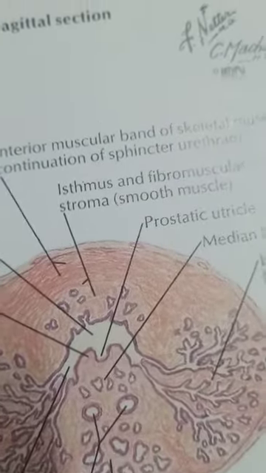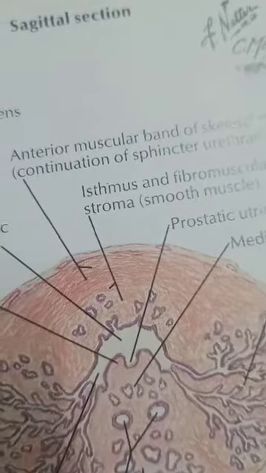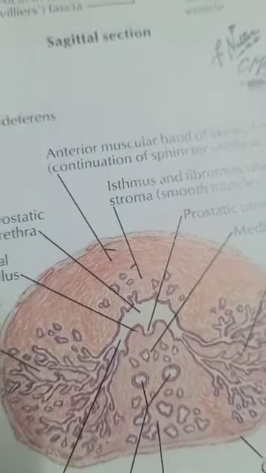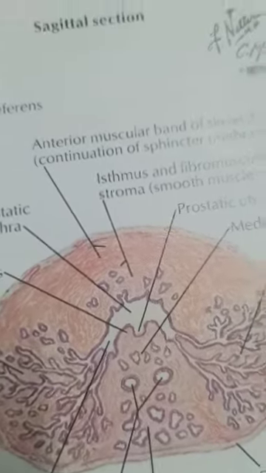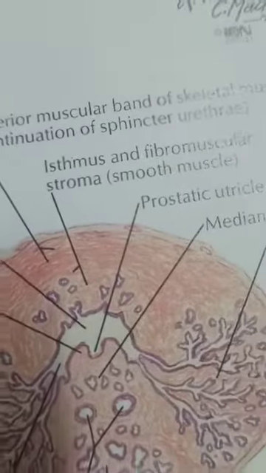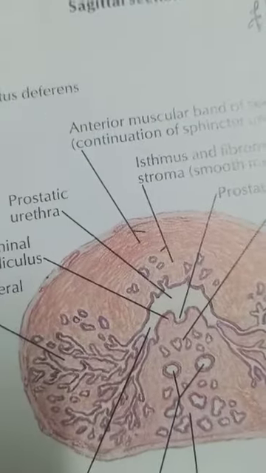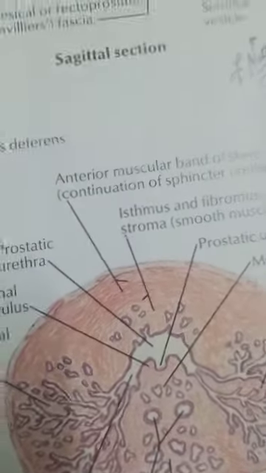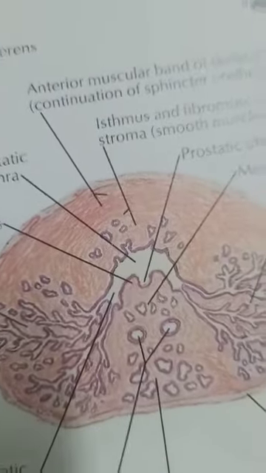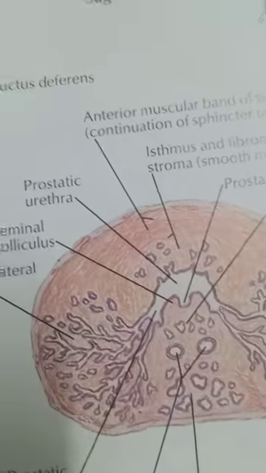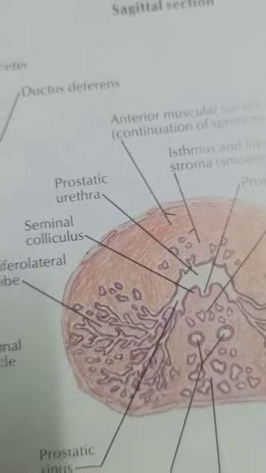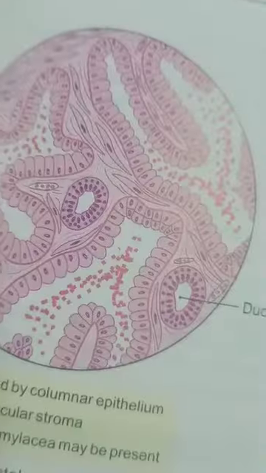Then after 45, that is 45 to 50 years, the prostate undergoes mainly two changes. Either it will enlarge, which forms the benign hypertrophy, or it reduces in size, called senile atrophy. Either it will undergo hypertrophy, that is enlargement, or it will reduce its size, that is atrophy. So both can occur. These are the age changes of the prostate gland.